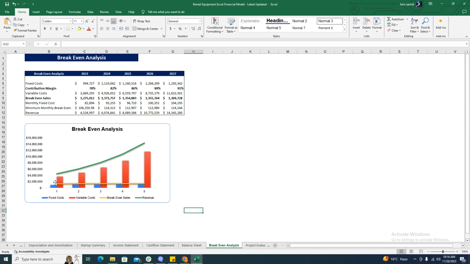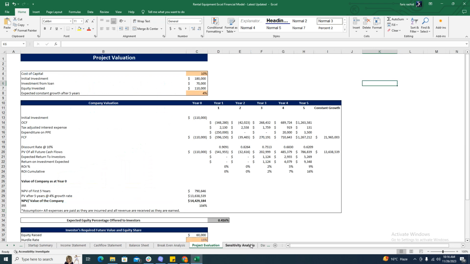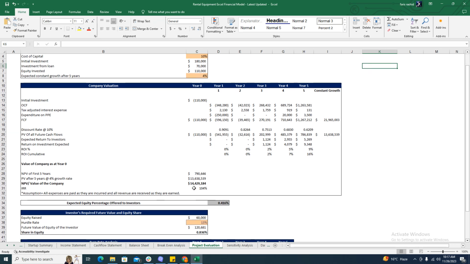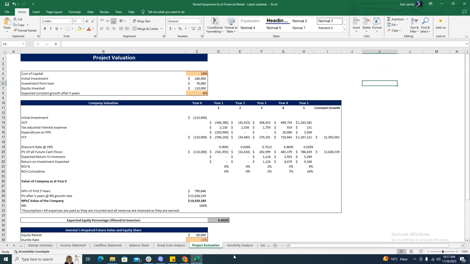Then comes the break-even analysis. This shows the break-even sales of the business. It also shows it in the graphical context, so you can know about the functioning of the business much more easily. Then comes the project evaluation. This shows the expected equity percentage offered to the investors and the WACC for the business, and the NPV and IRR for the business, as you can see over here.